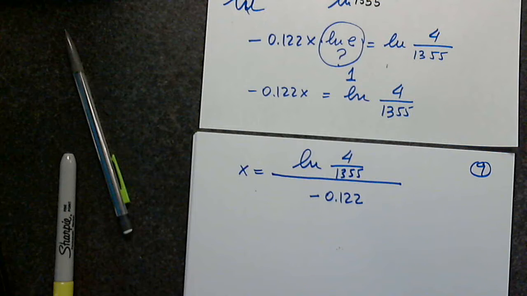So the top, natural log, parentheses, 4 divided by 1355, close the parenthesis, and divide by, in parentheses, be careful, negative 0.122. Close the parenthesis. So now, first of all, let's talk about the answer. The answer has to be an age, right? It cannot be a negative number.